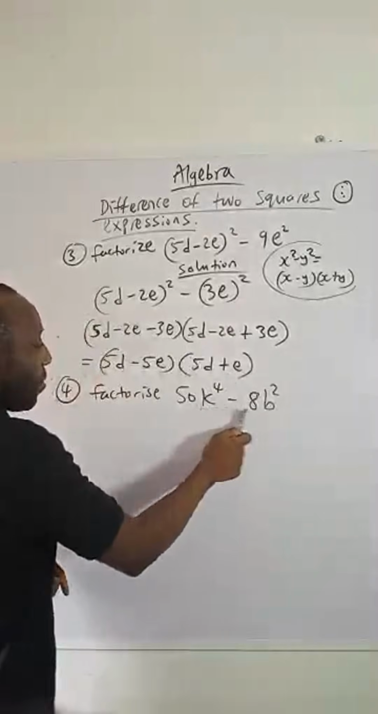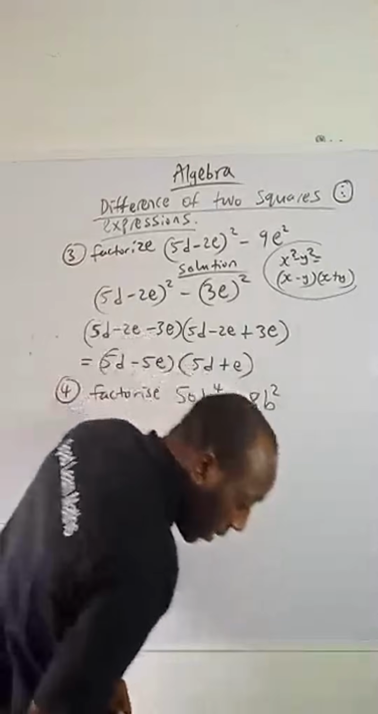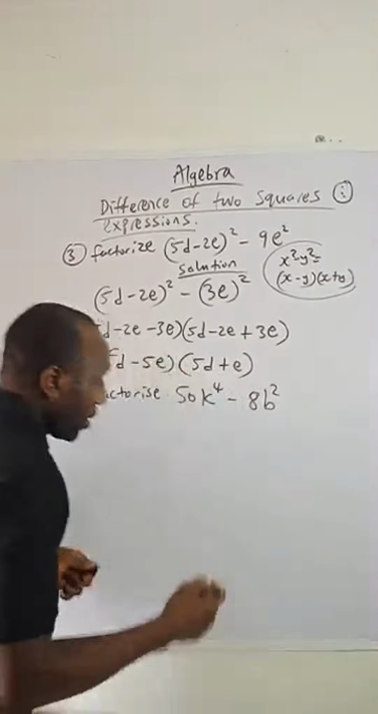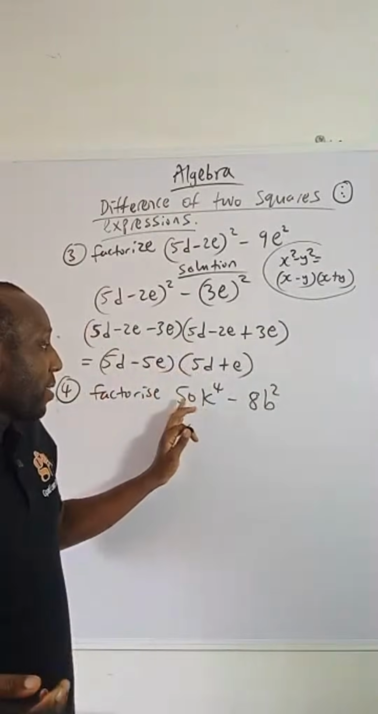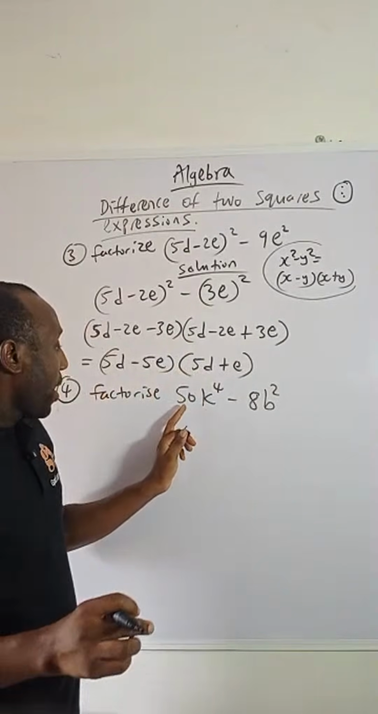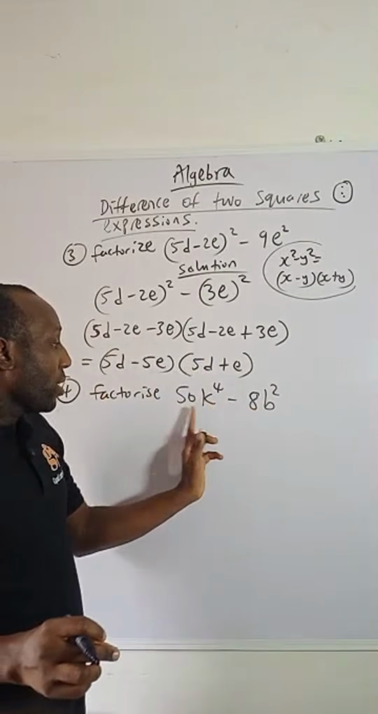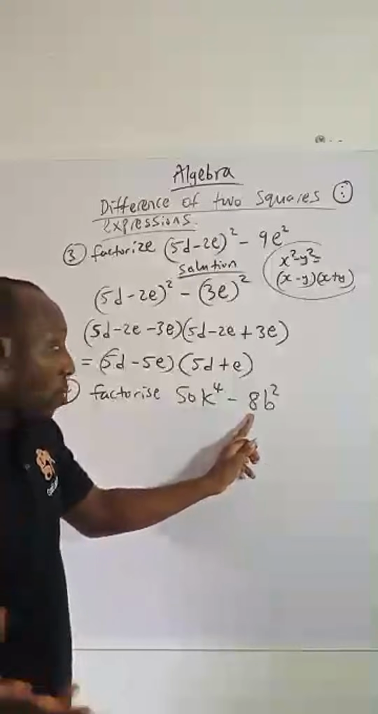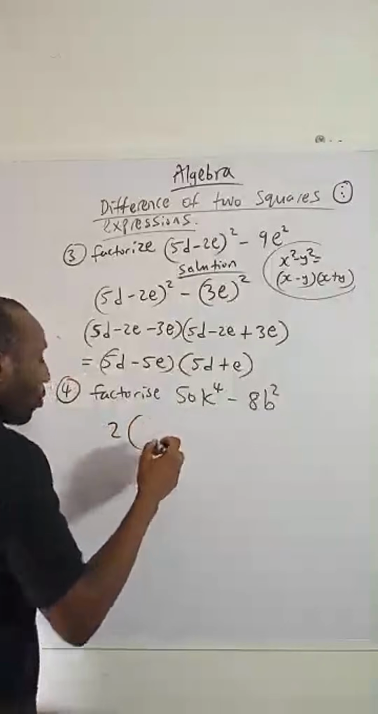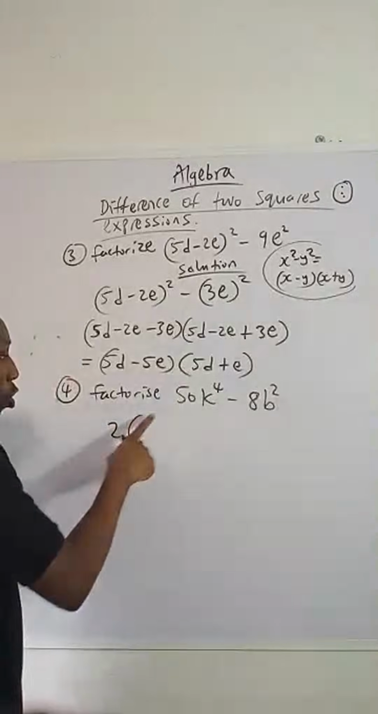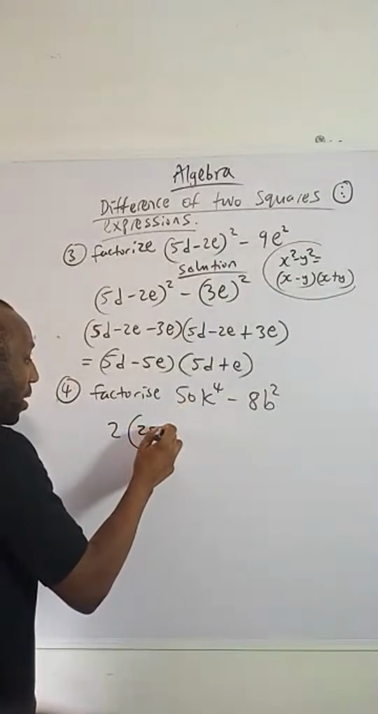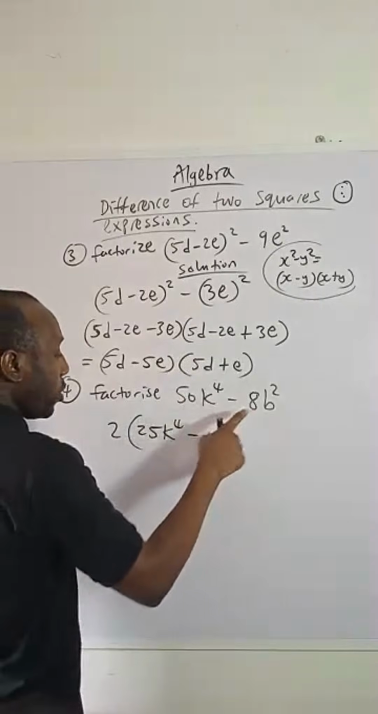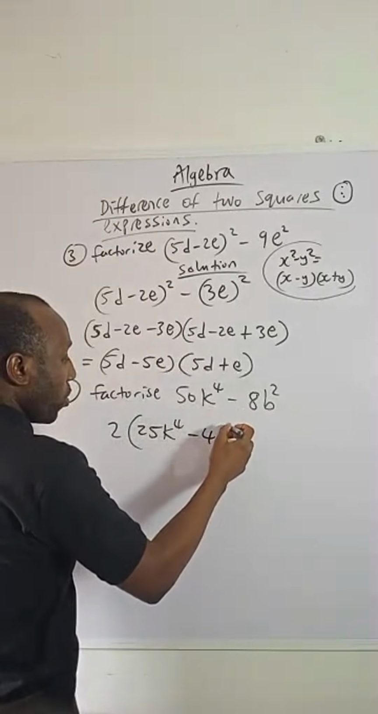So, can anybody tell us, have you been able to do this? Is anybody giving me the answer in the chat? Okay, let me also give you a guide. See, you can factorize. 50 is here, 8 is here. They are both even numbers, and 2 can be used to divide 50 and 8. So 2 is a common factor. You write 2, you open a bracket. 2 goes into 50, you have 25. Then you have k raised to the power of 4 minus, 2 goes into 8, you have 4. Then you have b squared.